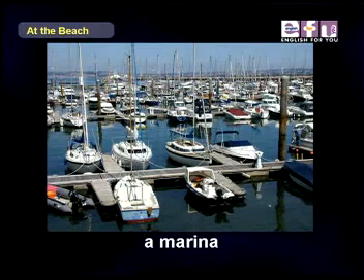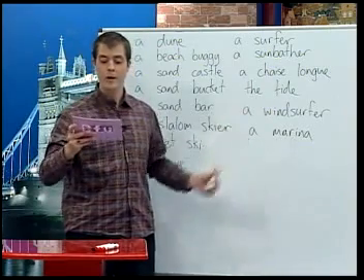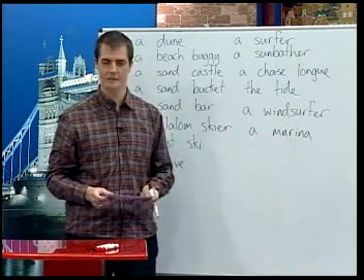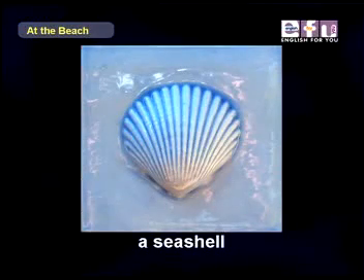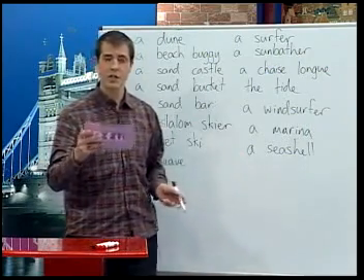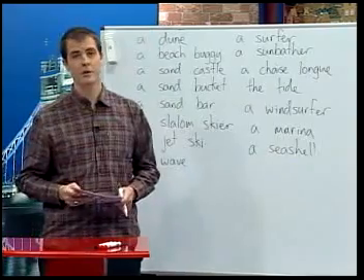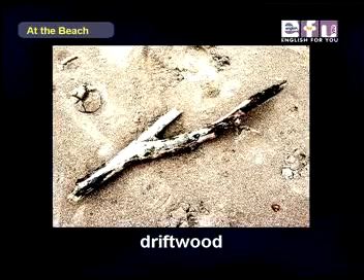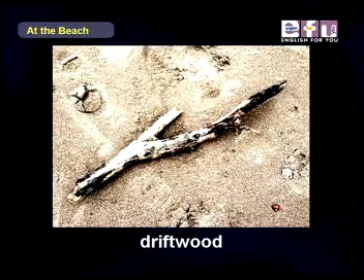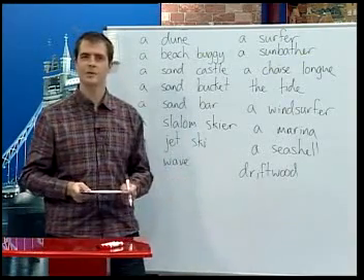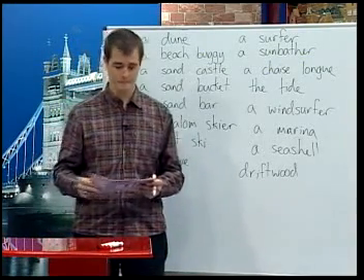Next, we have a marina. A marina is a small area of water where people keep boats used for pleasure. A seashell. A seashell is the shell of an animal which can be found on ocean beaches, and there are many different kinds of seashells. And lastly, we have driftwood. Driftwood is wood which is left on the seashore.